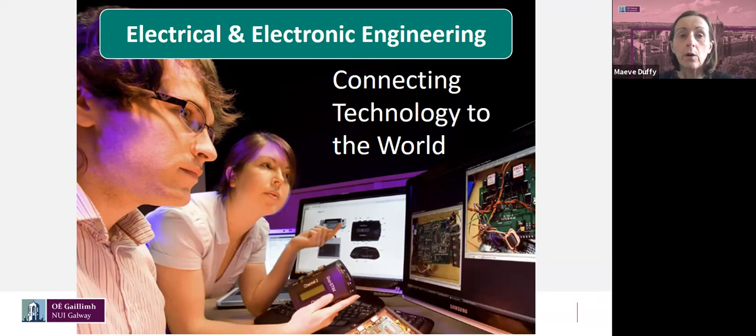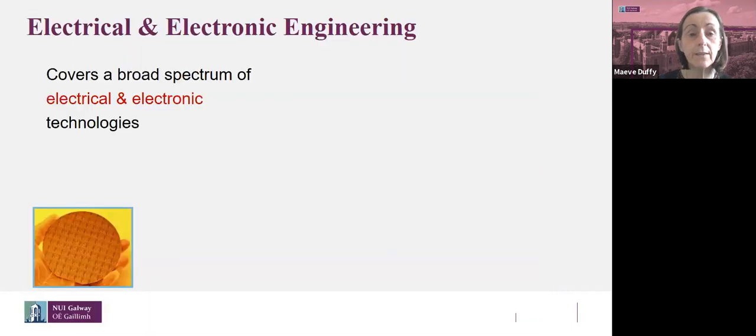Okay, so electrical and electronic engineering is the area of engineering and electronics that connects technology to the world. So it's really about building the electronic hardware and interfacing it with the software and the IT, so it can interface with the real world where we live. So things like your mobile phones, your electric car, your electricity supply, all of that is covered in electrical electronic engineering. So like I said, it covers a broad spectrum of electrical and electronic technologies.